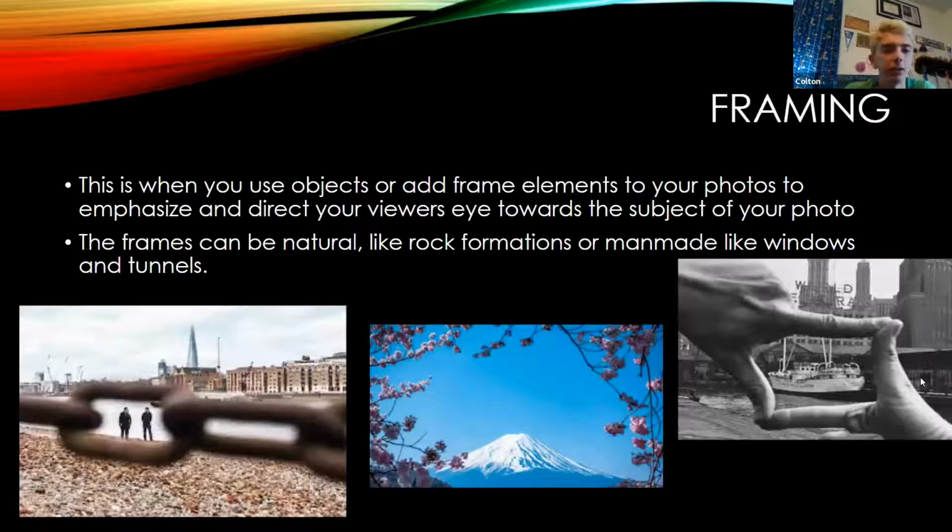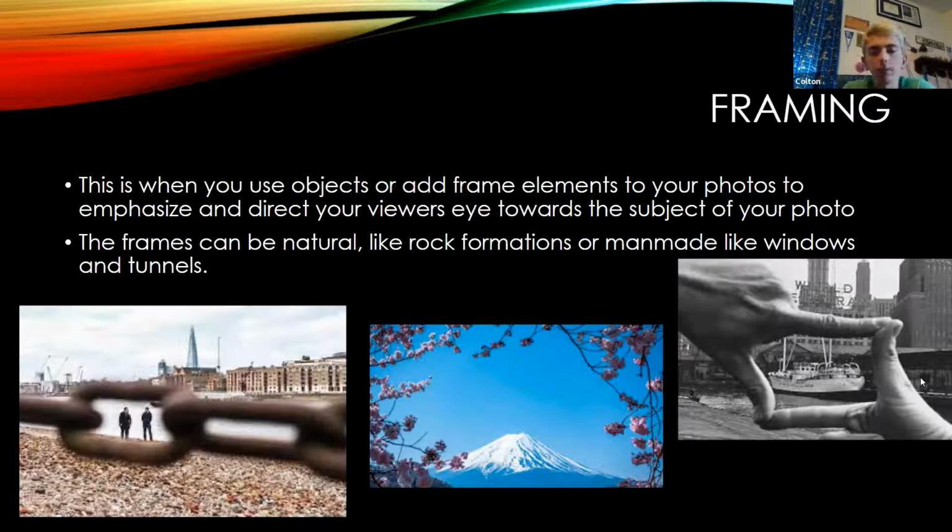Framing. So this is when you use objects or add frame elements to your photos to emphasize and direct your viewer's eye toward the subject of your photo. Now, these frames can be natural. They can be rocks, formations, like the one picture in the middle, where they have the tree branches around the mountain. Or it can even be man-made: windows, tunnels, like the fingers.